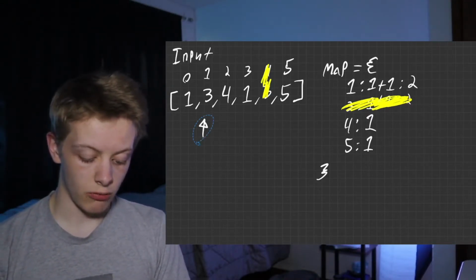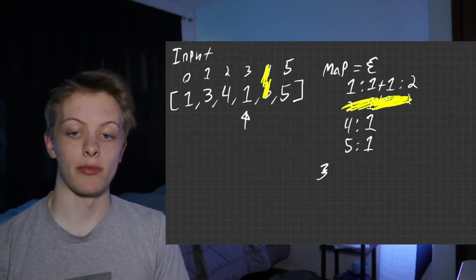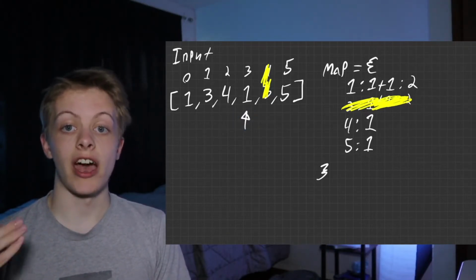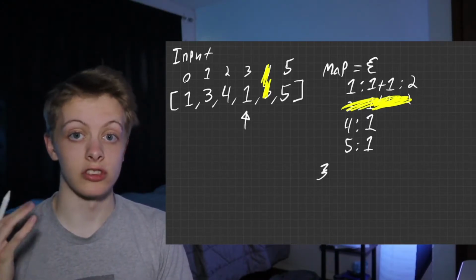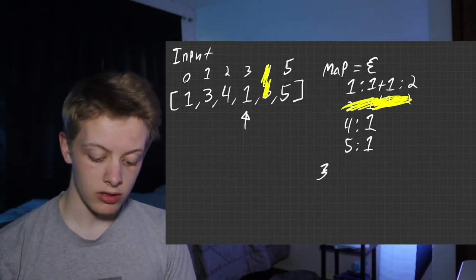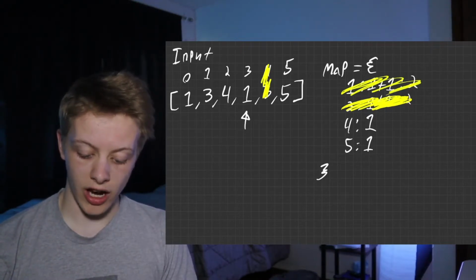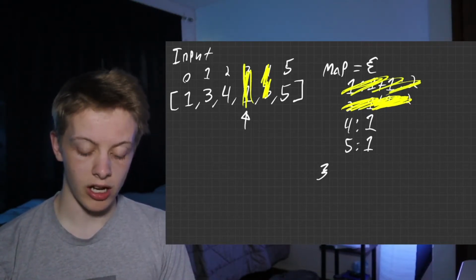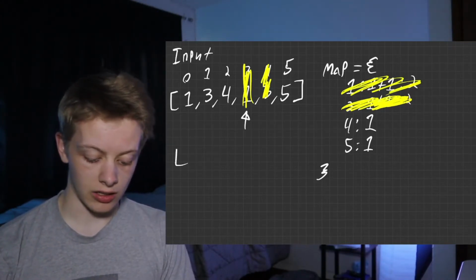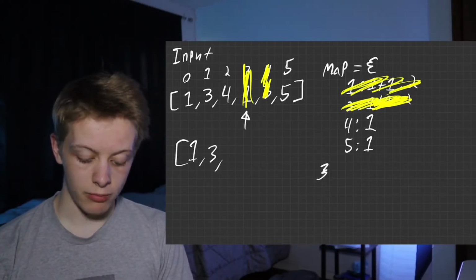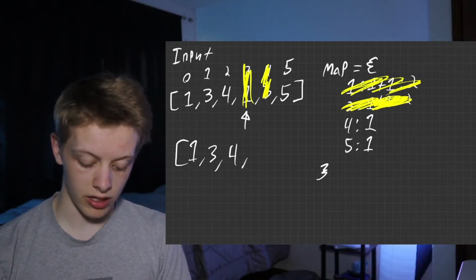So let's take a look at 1 now, right? The same thing's going to happen to 1. We're going to say, okay, we are at 1, it's still in our hash map, and its value is greater than or equal to 2, right? So what we can do is delete the 1 from our hash map and also delete the 1 from our array, right? And you'll see this gives us the same array we had previously going through the example, right?